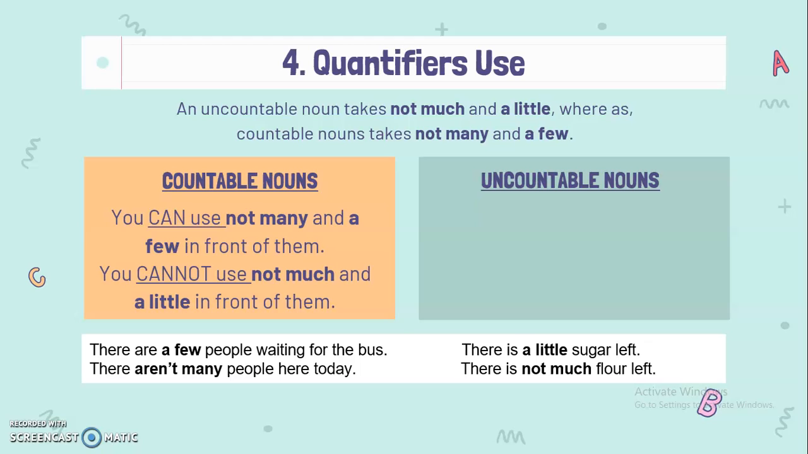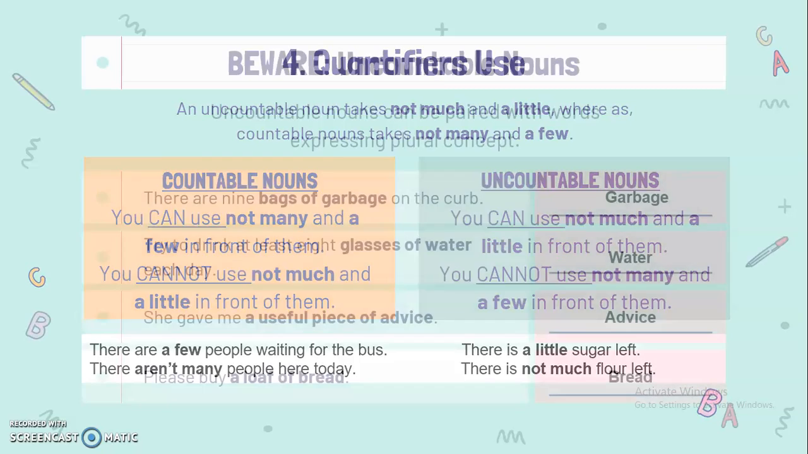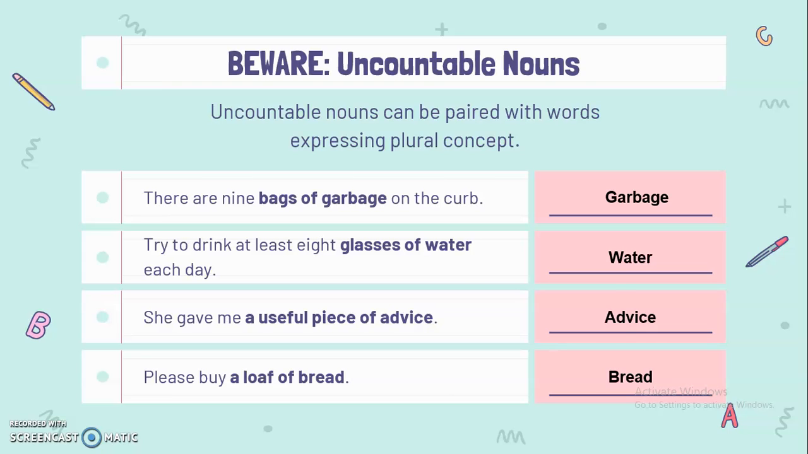There aren't many people here today. You never say there aren't much people here today. When it comes to uncountable nouns, you cannot use not many and a few in front of them. There is a little sugar left. You never say there is a few sugar left. There is not much flour left. Second example: you never say there is not many flour left. That is the rule.